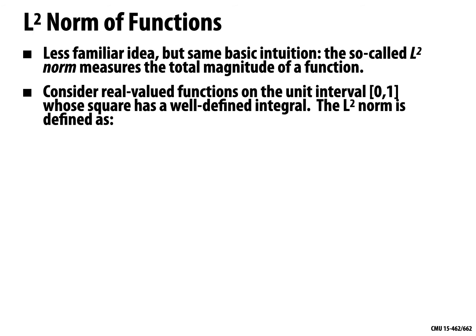So if we restrict our attention to these square integrable functions on the unit interval, then the L2 norm is defined as the norm of f is equal to the square root of the integral from 0 to 1 of f of x squared dx. The first thing to notice here is this really doesn't look much different from our definition of the Euclidean norm for vectors in Rn. We have a square root, we're squaring the value at each point, and we're integrating over the interval.